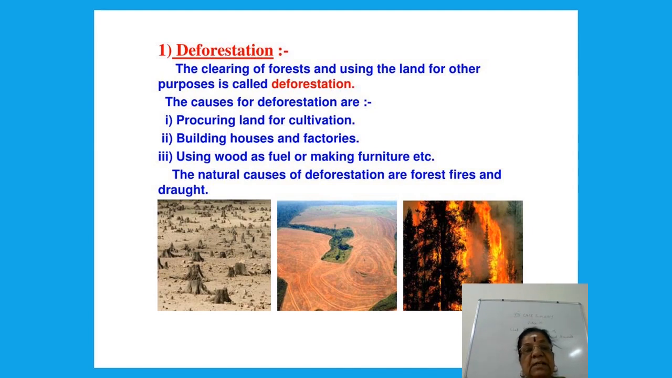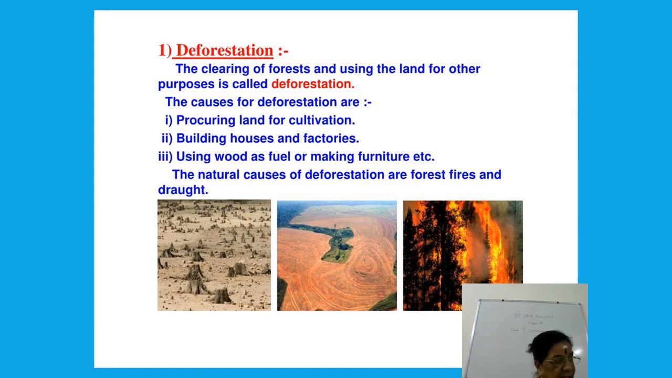Now, what are the causes? The causes of deforestation are procuring land for cultivation, building houses and factories, using wood as fuel or making furniture. Plus, the natural causes of deforestation are forest fire and drought. In the picture, the forest fire and drought, an extreme dry condition. So, this is deforestation.